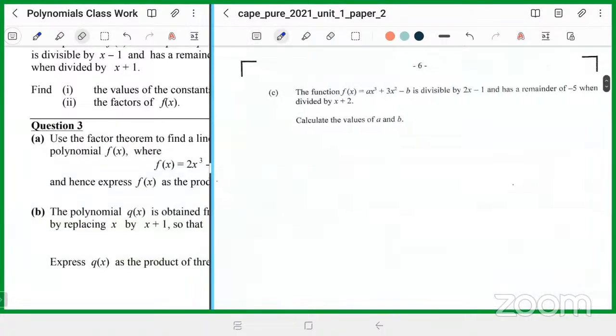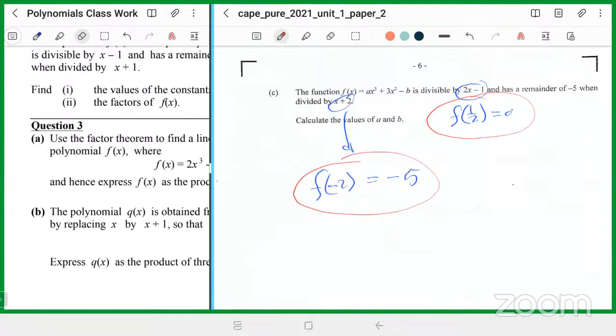We said this is divisible by this, so that's f of a half equals 0. And then when you divide by this, you get -5. So this one is going to give us another equation, f of -2 equals -5. You're going to get 2 equations, one equation from this and one equation from that.